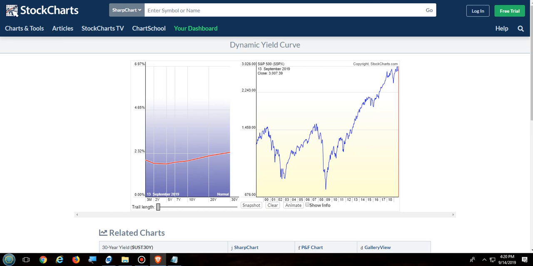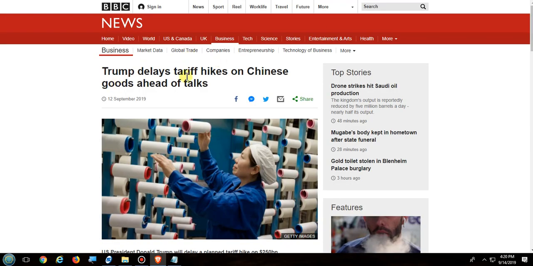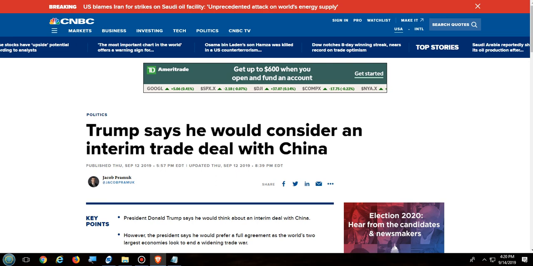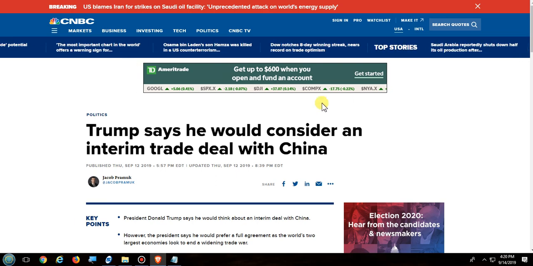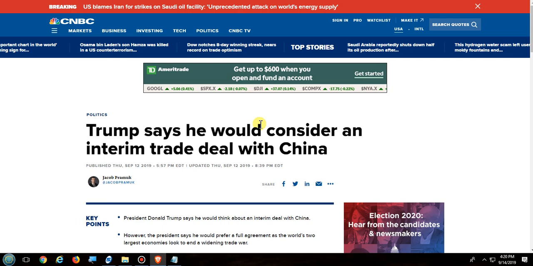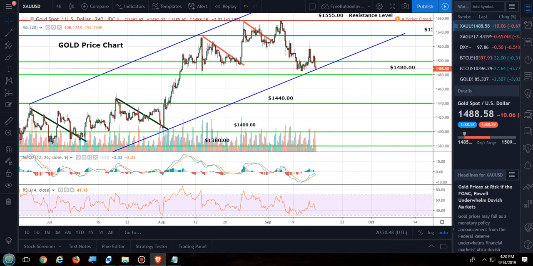As far as the trade deal, we've had Trump delay tariff hikes on the Chinese. We've had the Chinese exempt pork and soybeans, and we've also heard Trump say that he would possibly take an interim trade deal. So those are all positives for the market, and anything that takes uncertainty out of the market is not a positive for gold. So right now we're having a lot of negatives for gold.